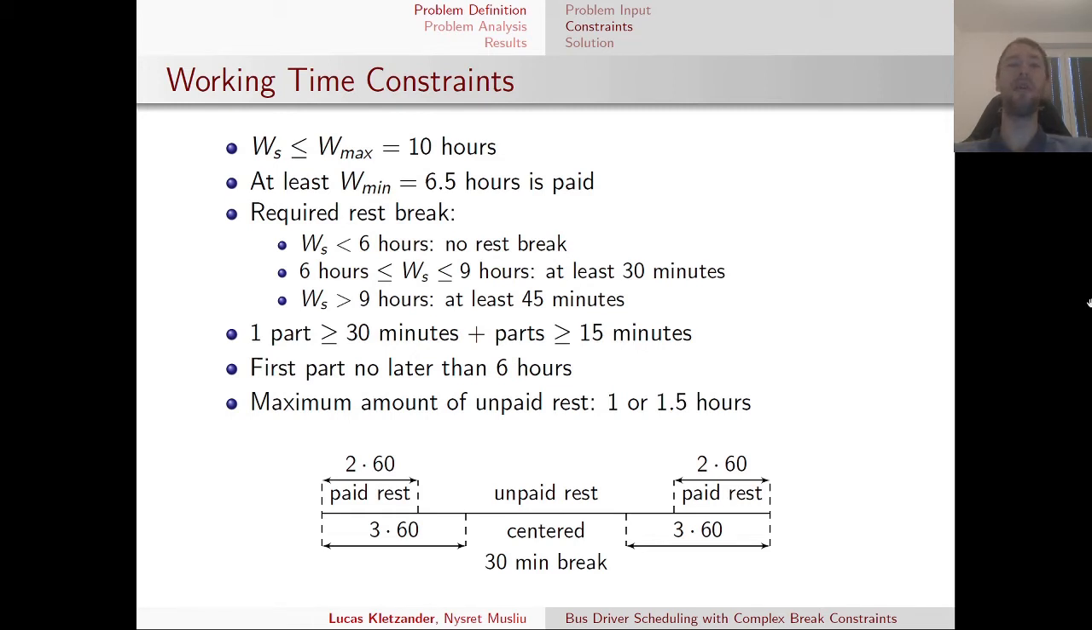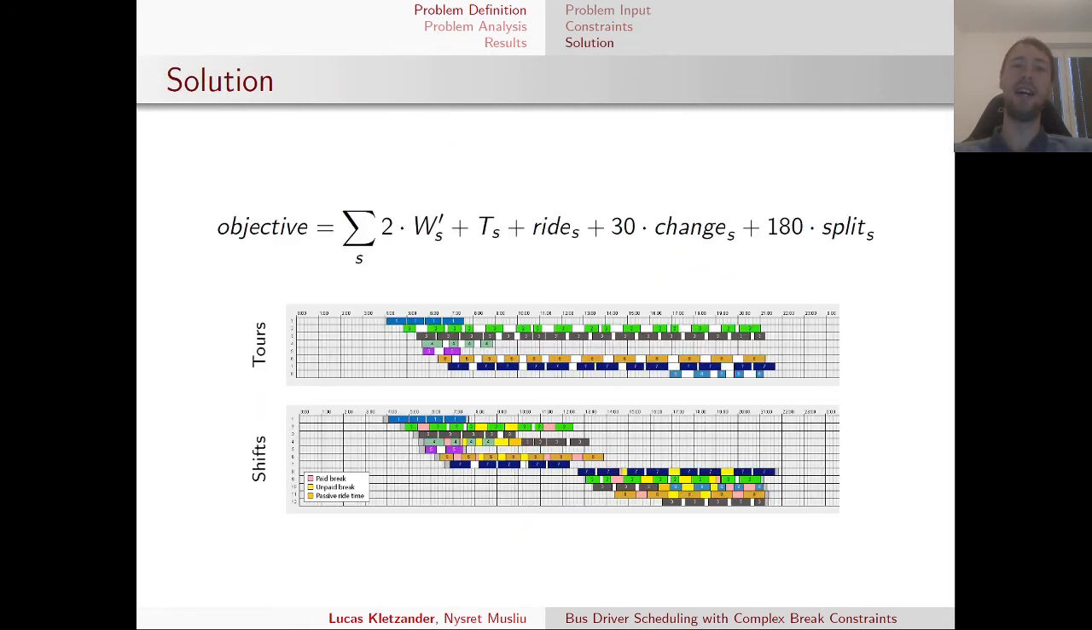Now that we've got an overview of all those complex constraints, let's look at a solution. For the solution, we actually still need an objective function. We could just optimize cost, but as we will see later, that's a very bad idea. So what we optimize is a combination of cost, total time, passive ride time, vehicle changes, and shift splits. For our example from the beginning, this would be an optimal solution, using 12 employees to cover all the 8 vehicles throughout the day.